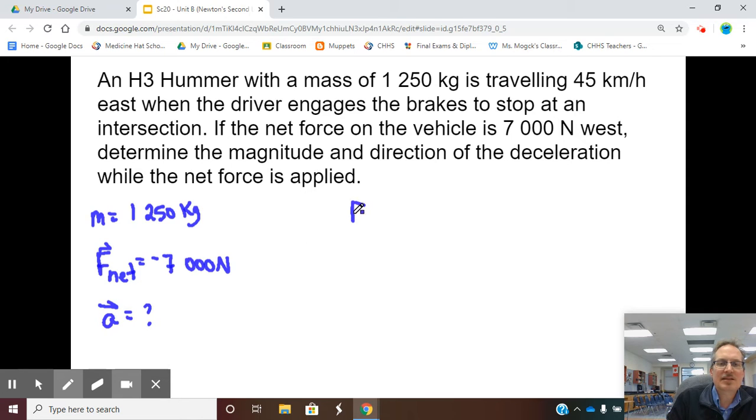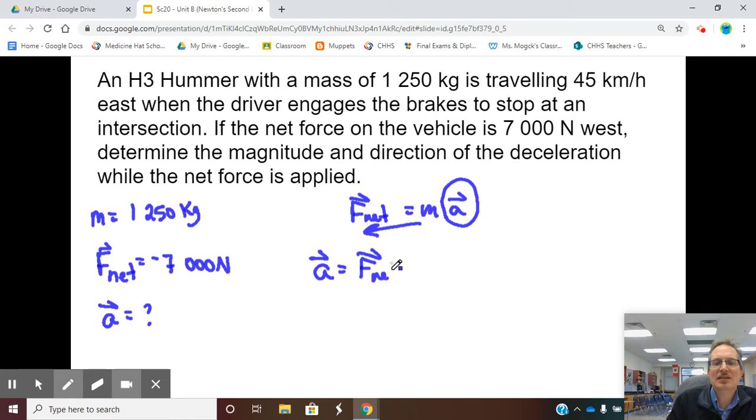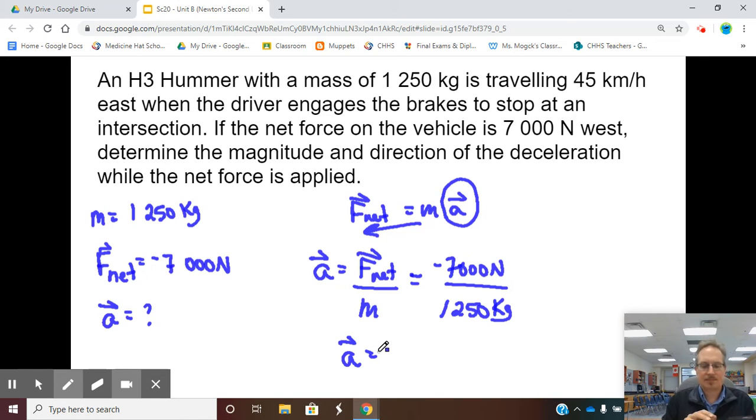So again, our formula is F net equals mass times acceleration. If I'm solving for acceleration, mass is going to go down. So acceleration equals F net divided by mass. So I have negative 7,000 newtons divided by 1,250 kilograms. Negative 7,000 divided by 1,250. And my answer is negative 5.6. And acceleration is going to be in meters per second squared.